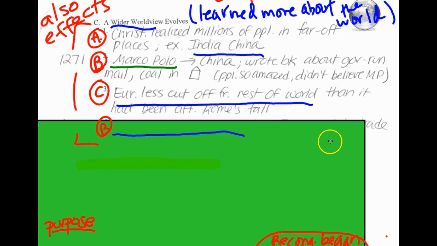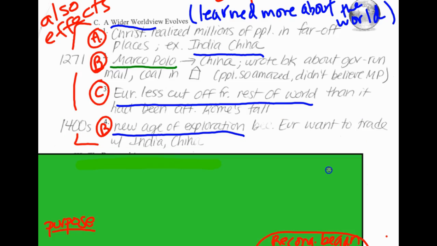Less cut off from the rest of the world. Europe was less cut off. And eventually a new age of exploration. So you might want to note these different effects in your notes and pause the video if you need to do that, because I'm trying to squeeze this in under 15 minutes.